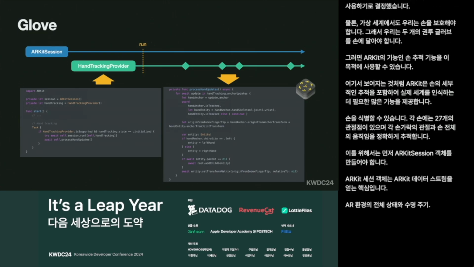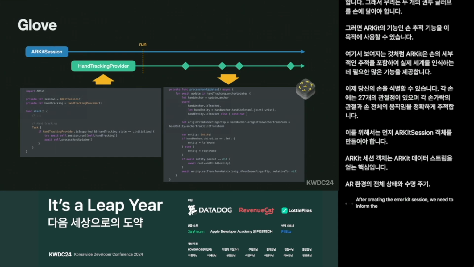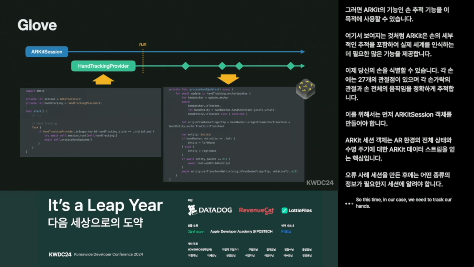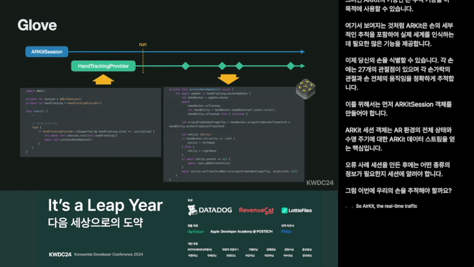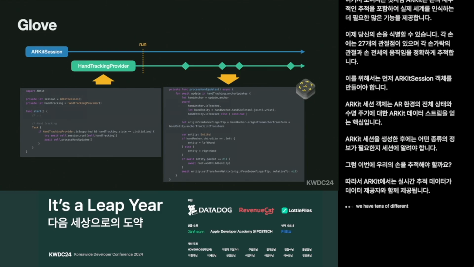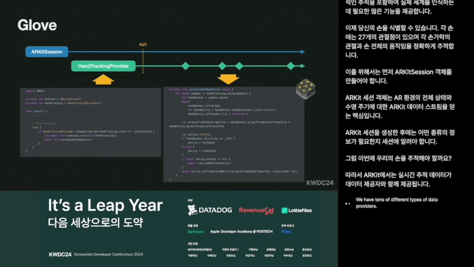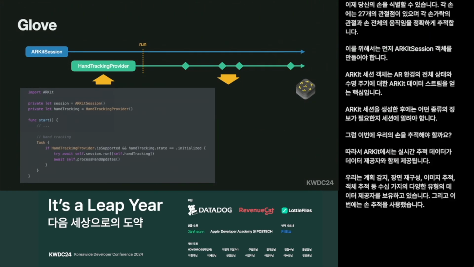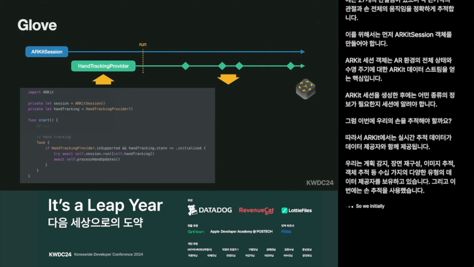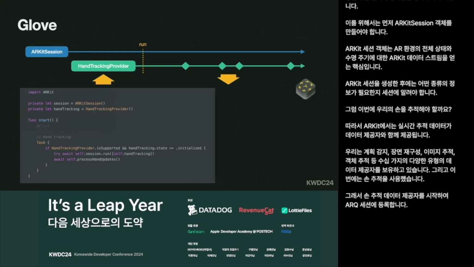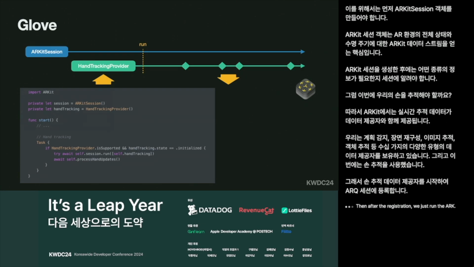After creating the ARKit session, we need to inform the session what kind of information we need. This time, in our case, we need to track our hand, right? ARKit's real-time tracking data is provided with a data provider. We have tens of different types of data providers like plane detection, scene reconstruction, image tracking, object tracking, and this time we use hand tracking. So we initiate a hand tracking data provider and register it to the ARKit session. Then after the registration, we just run the ARKit session.